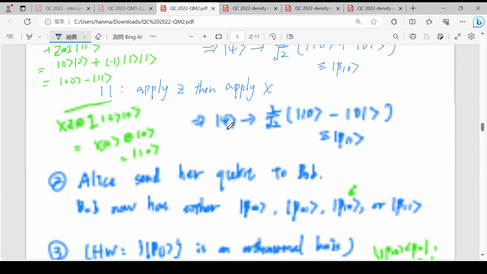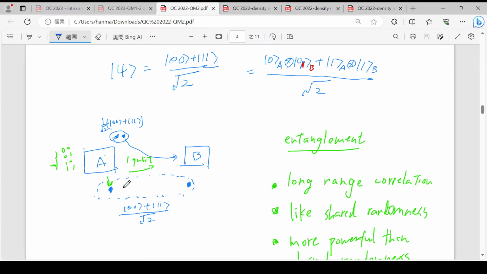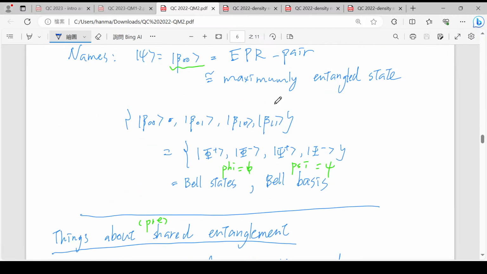And then it turns out that those four operations will turn this shared entangled state, which is 00 plus 11, into four different states that are also orthonormal to each other. They are called Bell bases, and they have those names. So you have those four Bell bases, and they are orthogonal to each other, so you can measure in their bases and perfectly distinguish them. Okay, so that's superdense coding.